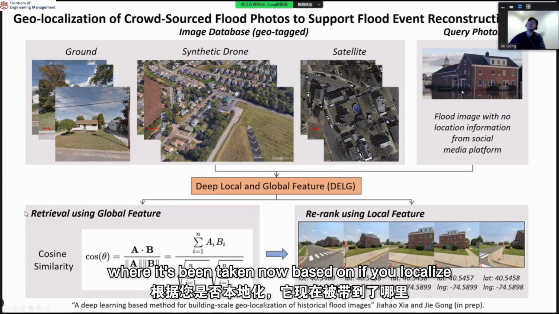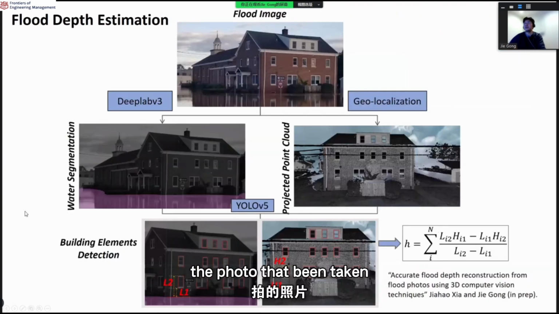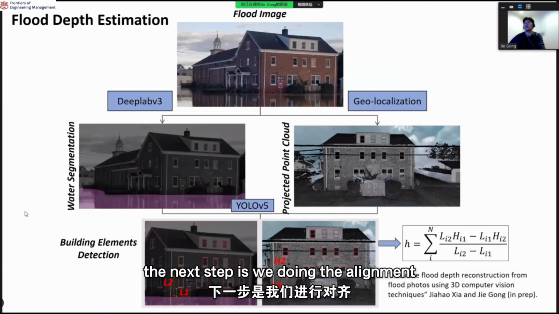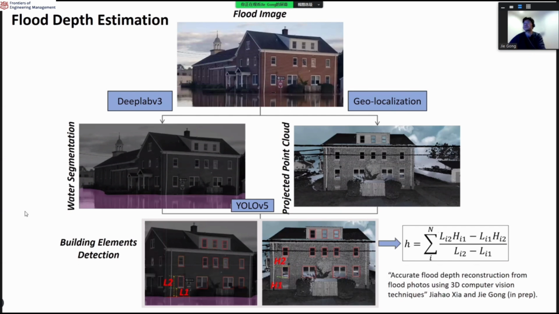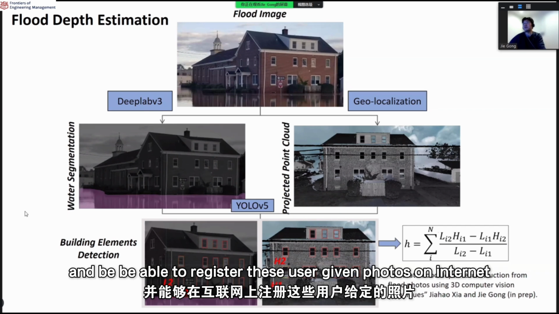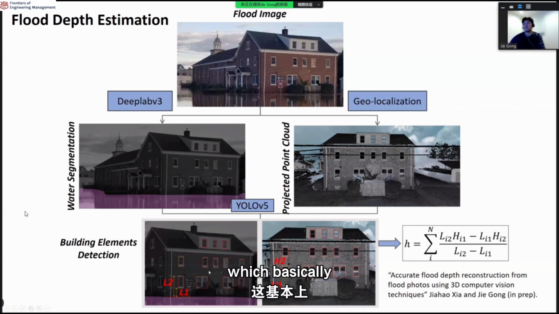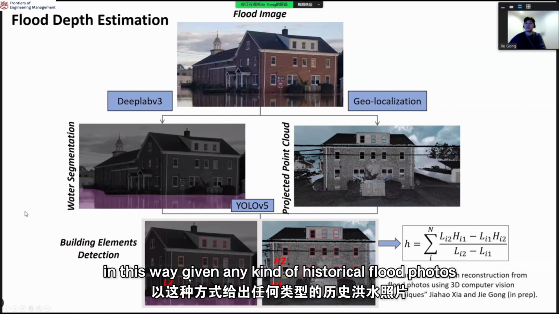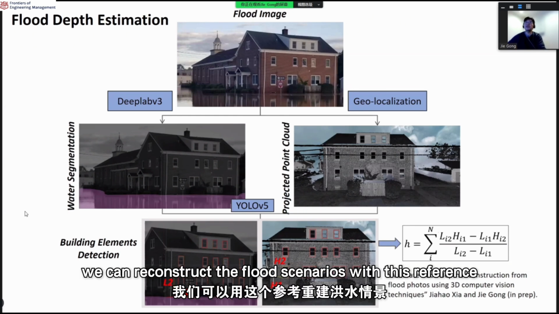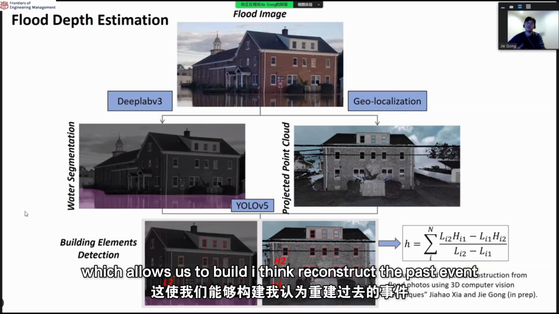So this is a framework we developed to localize where any photo you take within a community was taken. Once you localize the photo, the next step is alignment, registering these photos against our back-end point cloud dataset. We are able to register these user-given photos from the internet with the background datasets we host, which allows us to estimate the flood depths. In this way, given any historical flood photos, we can reconstruct the flood scenarios with reference flood depths, and so reconstruct the past event.